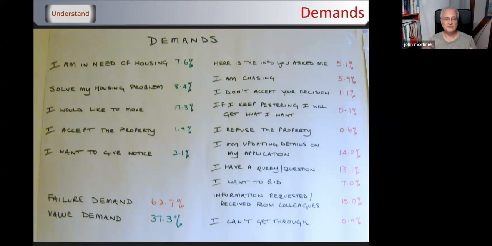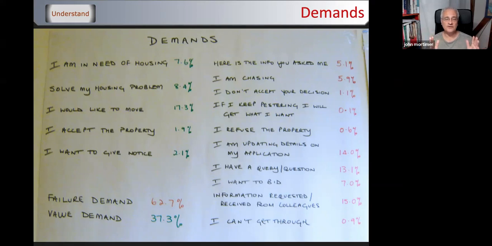If you look at some of those demands, they are almost all starting with I. We have not categorized them. The citizen categorizes them based on what we have found that they ask. I'm in need of housing. I am chasing something. I'm waiting for something and you haven't done it, so I'm phoning you up or emailing you, whatever it is.